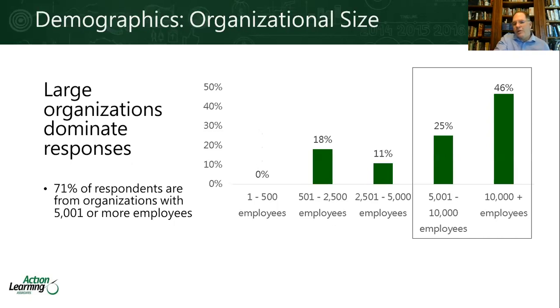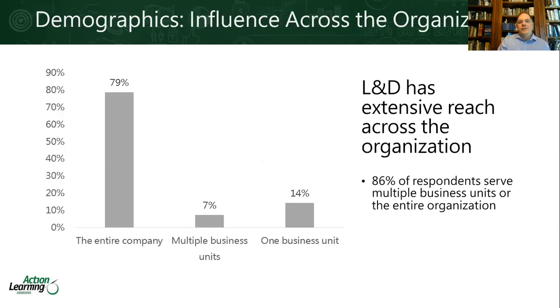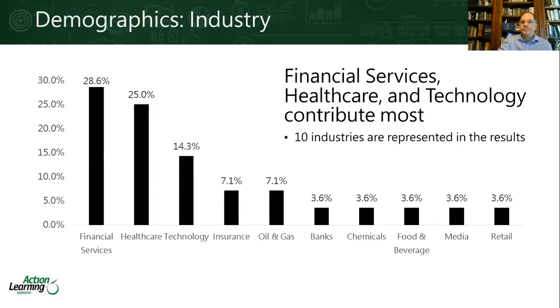So with regard to our survey, 71% of the respondents came from large organizations, meaning organizations with 5,001 employees or more. In terms of L&D's influence across the organization, 79% said we have influence across the entire company. Another 7% said that we have influence across multiple business units, and only 14% said one business unit. So lots of good reach across the organization here.